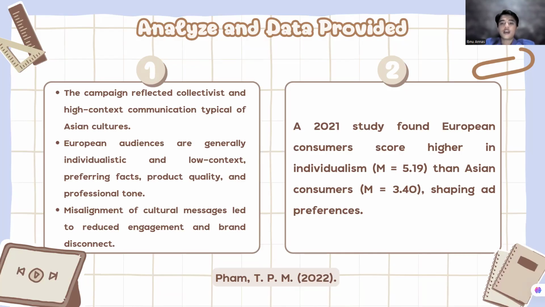So for the data that has been provided, a study in 2021 found that European customers scored higher in individualism, at 5.19, than Asian customers at 3.14, showing a huge difference in preference. The reference that I got is from Palm TPM 2022.